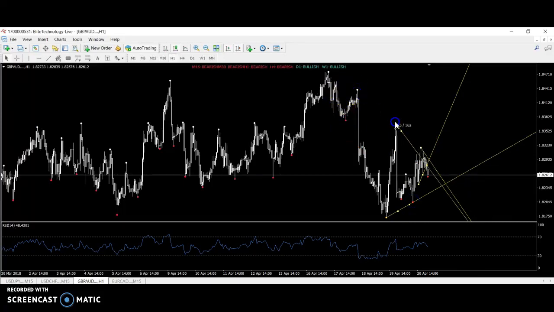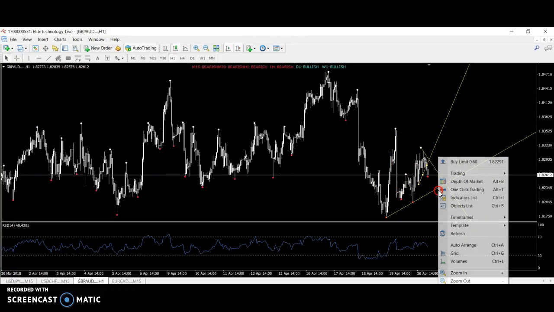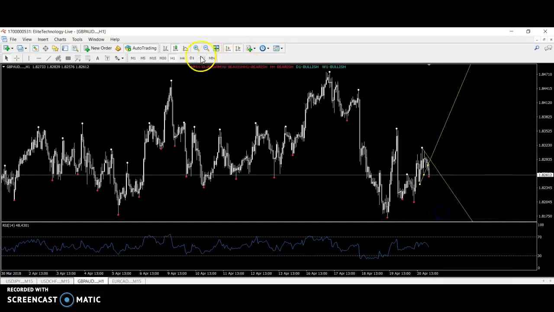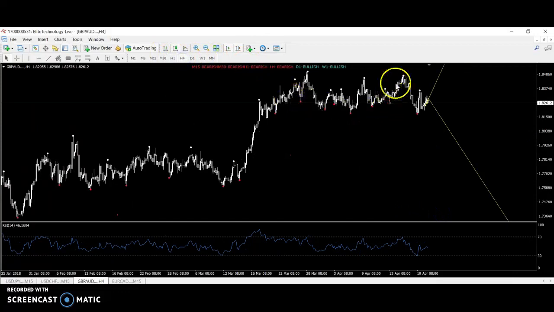The second type of triangle is a T3, which is a three-legged triangle. 1, 2, 3, followed by a push down and breakout. Now, taking a look at the 4 hour again, it looks like we're starting to have that push down here.